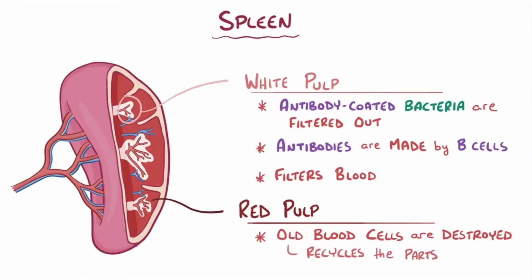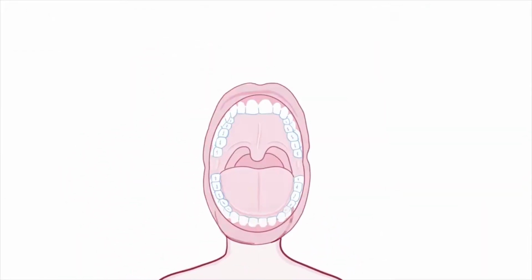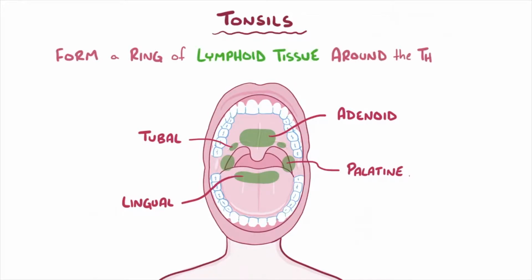The spleen is also helpful in that it keeps red blood cells and platelets available in case they're suddenly needed by the body. Really, it's an organ that's got your back in an emergency. A final set of lymphoid organs worth mentioning are the tonsils, which include the adenoid, tubal tonsils, palatine tonsils, and lingual tonsils. Together they form a ring of lymphoid tissue around the throat, and their main job is to trap pathogens from the food you eat and the air you inhale.